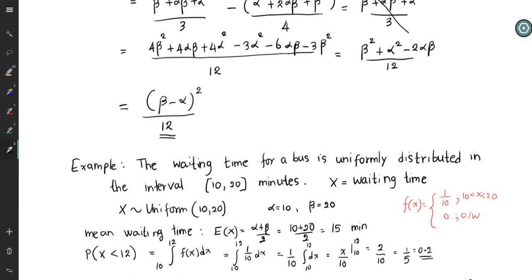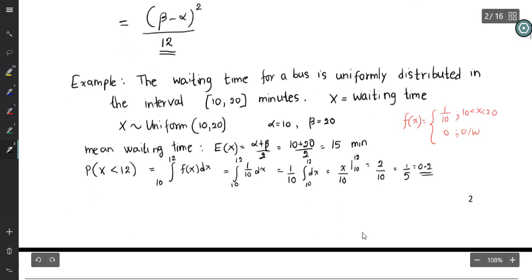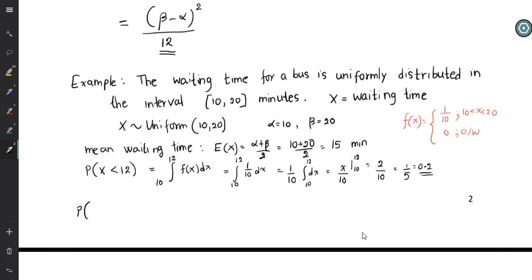Likewise, you can find any probability if you know the density function of the uniform distribution. Similar to that, if you want, you can find, let's say, the probability that the waiting time is in between, let's say, 10 and 15.